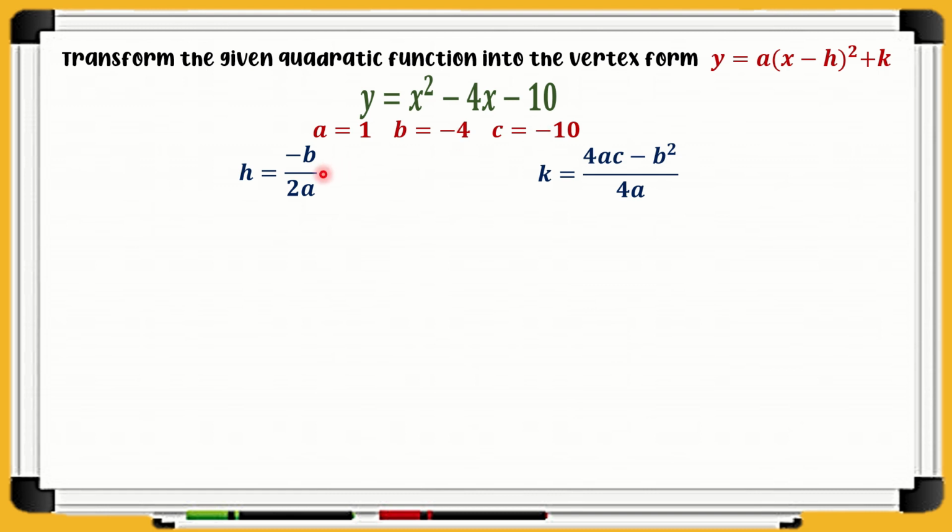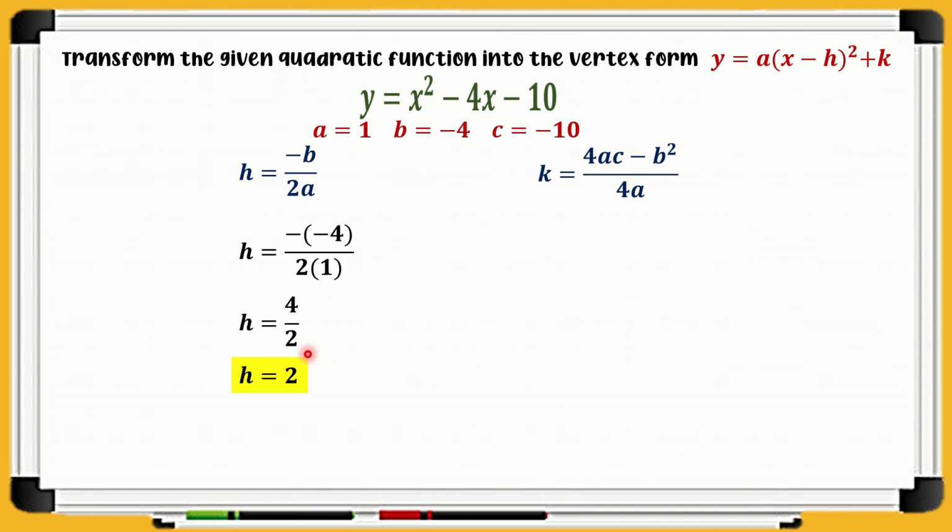Substitute it to our formula. So we have h is equal to negative times -4 for b all over 2 times 1 for a. Simplifying this one, it gives us +4 all over 2, or 4 divided by 2 is equal to 2. Therefore, the value of h is +2.